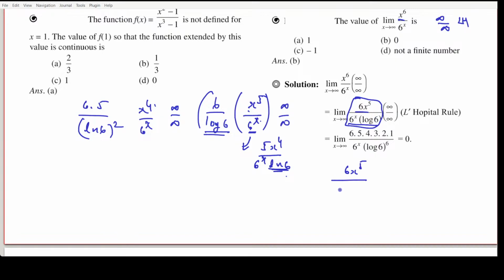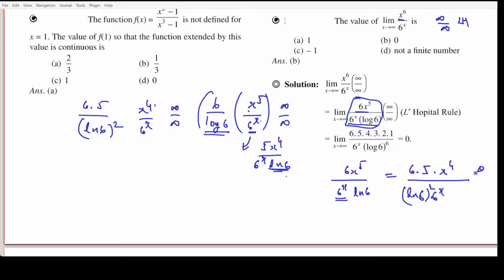6x power 5 by 6 power x ln 6. If you differentiate, what will you get? Numerator is 6 into 5 into x power 4. This denominator, ln 6 into, again, the differential of this, that is 6 power x ln 6, right? So what does it mean? ln 6 whole square, right? This I am erasing. 6 into 5 into x power 4 by ln 6 whole square into 6 power x.